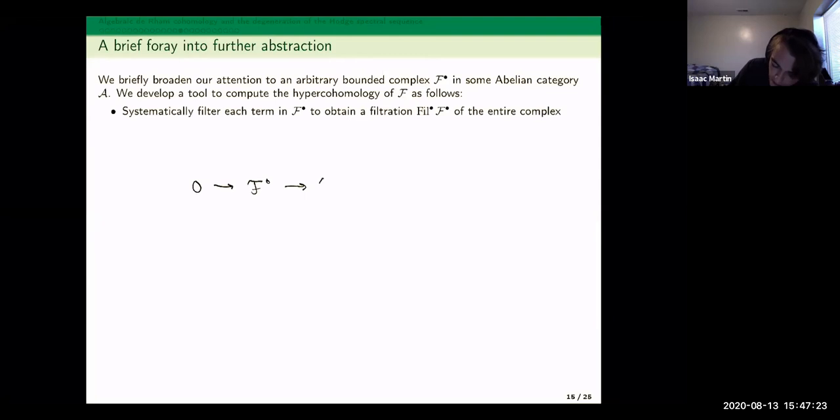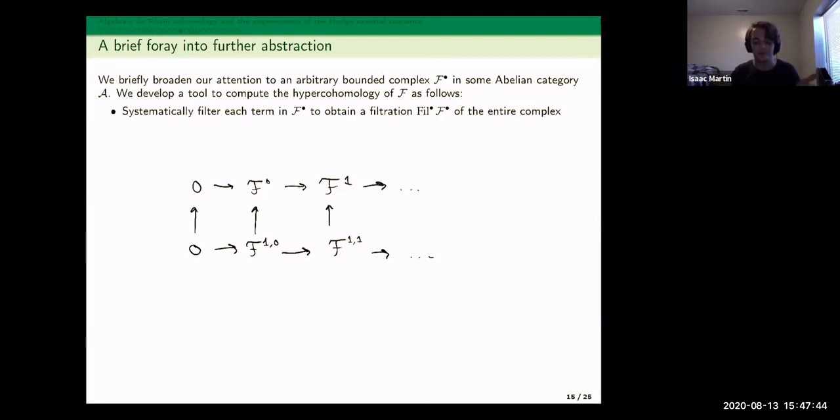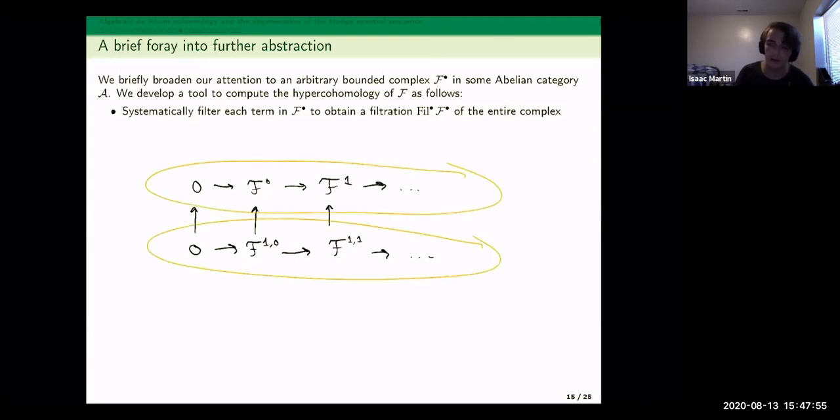So if we have our complex here, this is 1, then what we're going to do is just filter every term of this individually. Let's call this F1, 1, etc. And we're going to filter every term and just require that all of these squares commute. And once we do that, that gives us a filtration of the entire complex, in that each one of these levels of the filtration is itself a complex. And we're going to call that just the filtration of our complex F.